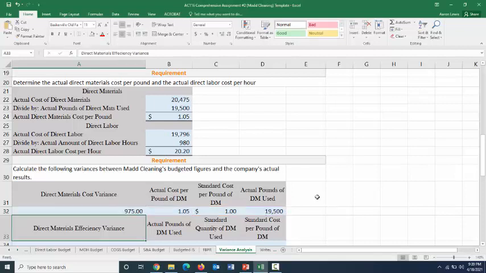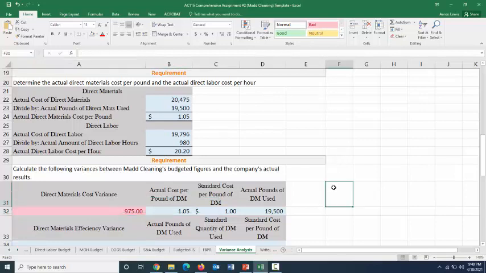That means that we spent $975 more for direct materials than we proposed in our budget, which can be attributed to the fact that we had to pay more per pound of direct materials than we budgeted for. And since we're paying more than our standard said we should have, that is an unfavorable variance. That's bad.